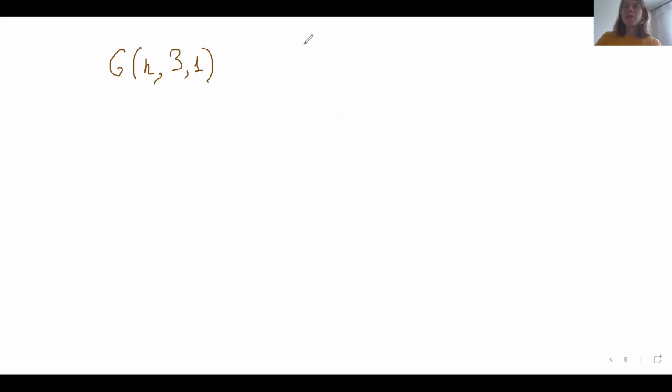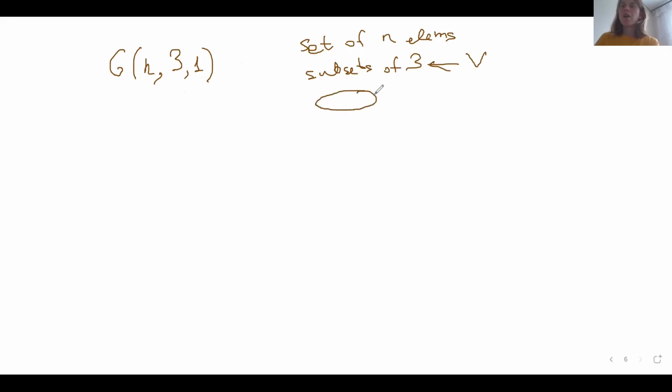What's the graph? Let's imagine a set of n elements, and all its subsets of 3 elements. These subsets will be the vertices, and the edges are the pairs of subsets that have one element in common. These are all the edges. Now let's count some characteristics of this graph. The first characteristic is the number of vertices. It's a binomial coefficient.